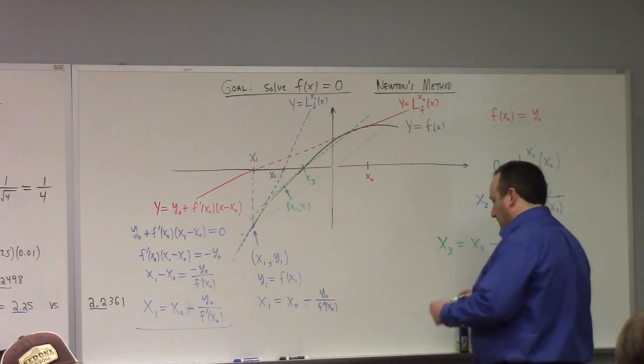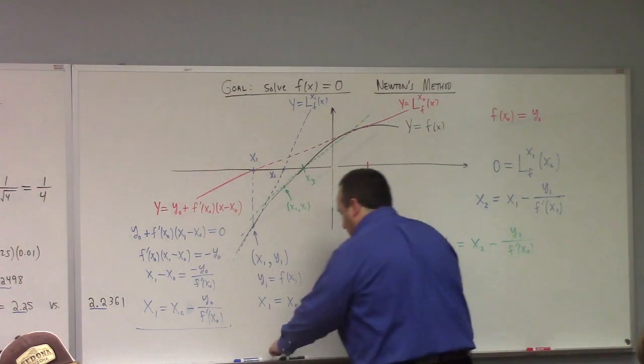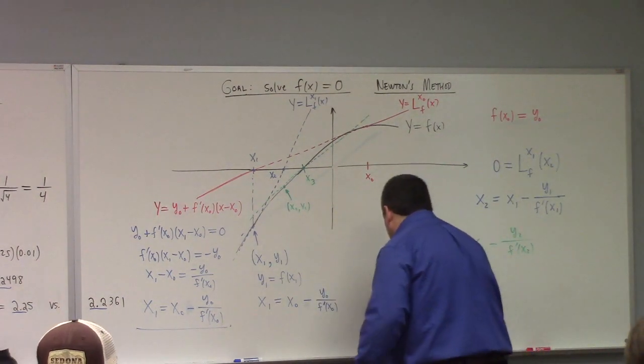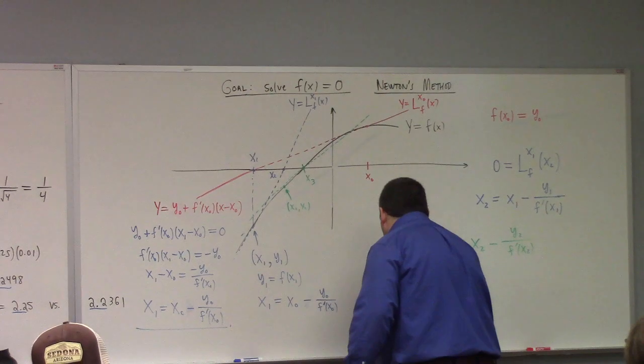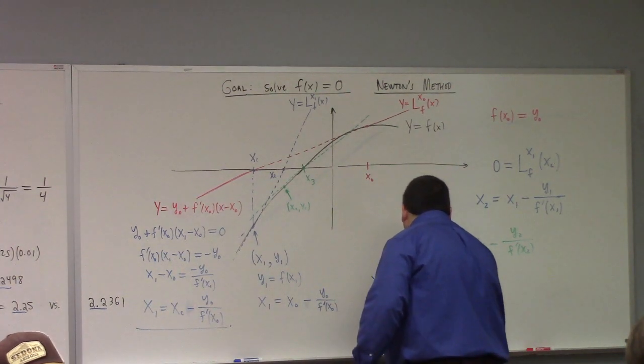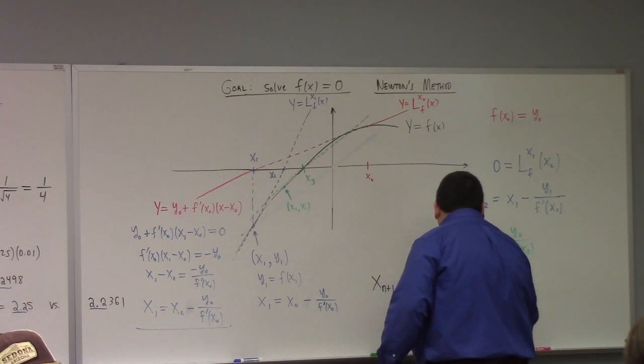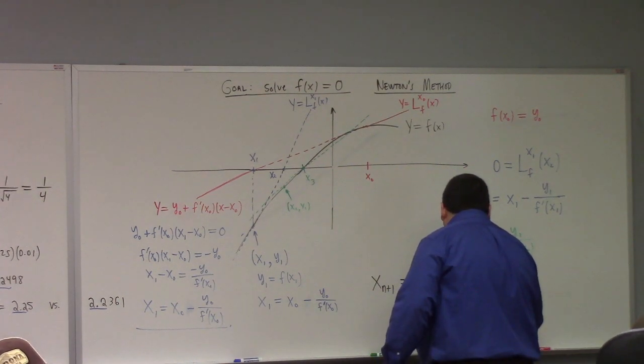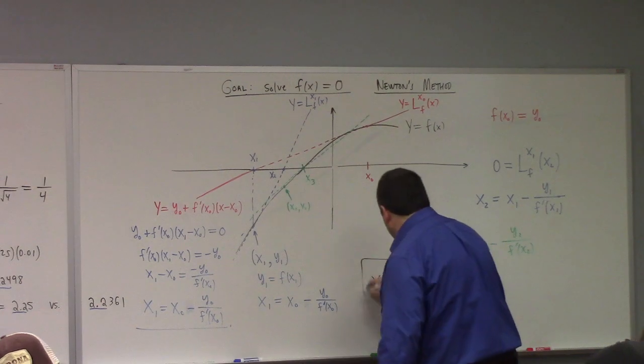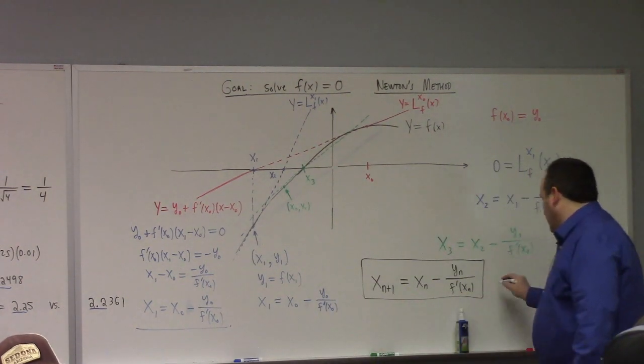So what we're looking at here is actually called an iterative method. So the iterative method goes like this. The n plus 1th step in Newton's method is equal to the nth step minus y from the nth step divided by the derivative at the nth value, like this. So it's an iterative method.